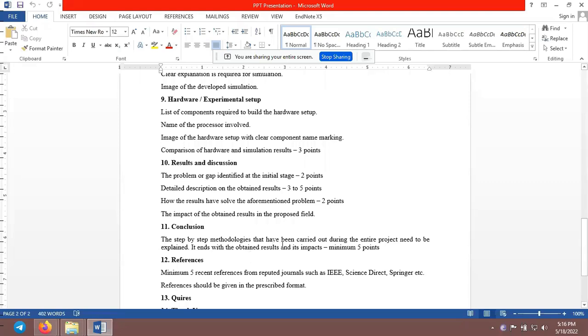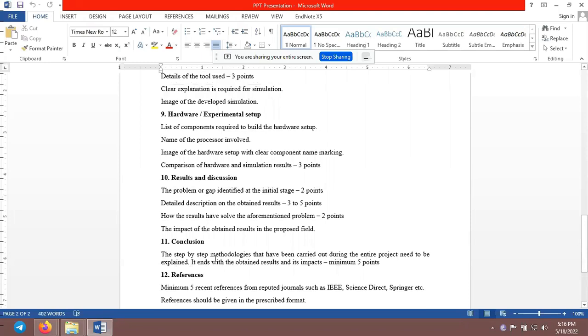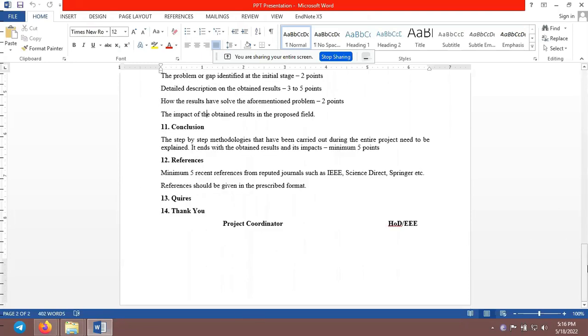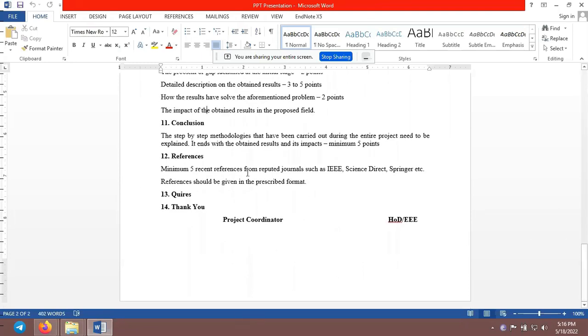Okay, and the step-by-step methodology carried out during the entire project needs to be explained at each and every stage: how you selected your problem, what the methodology to solve the problem is, what results you have obtained, and the impact of the results in a minimum of 5 points. And next is references. A minimum of 5 references should be enclosed in the proper format.